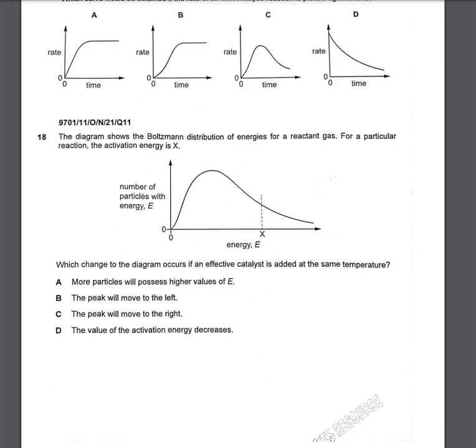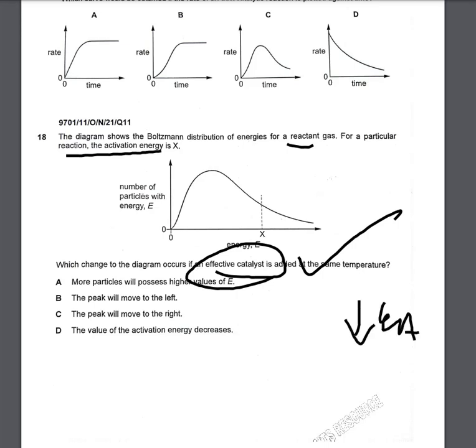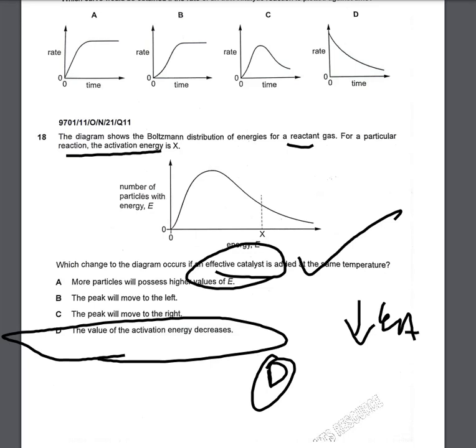All should be correct. The diagram shows the Boltzmann distribution energy for a reactant gas for a particular reaction. The activation energy is X. So which change to the diagram occurs if an effective catalyst is added? Activation energy is gonna decrease. The value of activation energy decreases. D is your right answer.